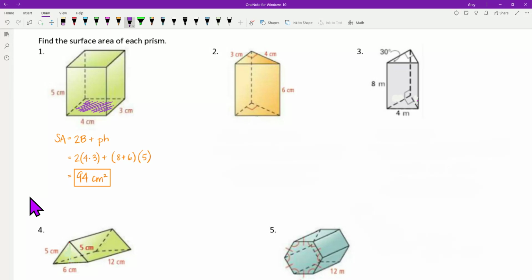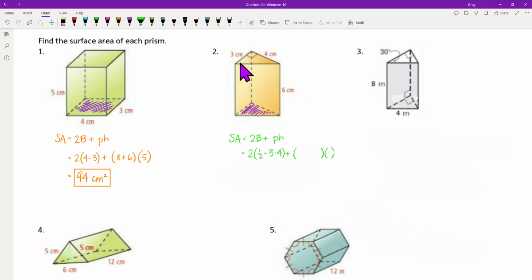All right, number 2. What is the shape of that? Look for 2 polygons in parallel planes. This cannot be a lateral edge because it is a triangle. So this is a triangular prism. Again, surface area is 2 times the area of the base plus the perimeter times the height. My base is a triangle. How do I find the area of a triangle? 1/2 the base times the height. So that's 1/2 times 3 times 4.